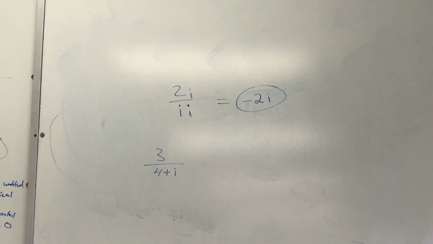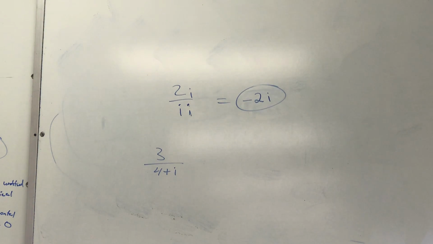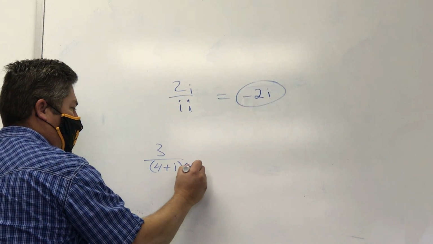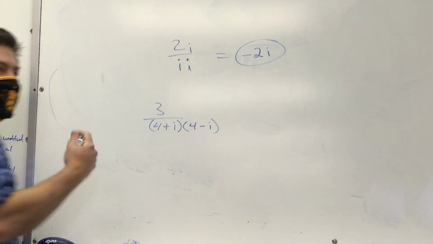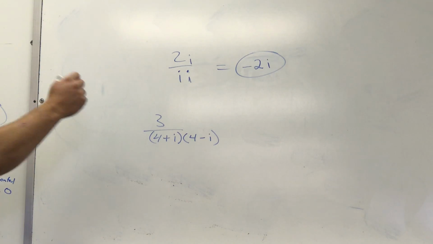I'm going to multiply the denominator by 4 minus i. How come? It's a root. We got to use a conjugate to get rid of a root. The conjugate is what I'm going to use. So I'm just going to times this by 4 minus i. But if I do that to the bottom, you gotta what? Do it to the top.